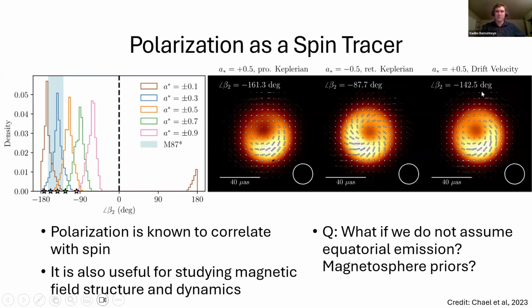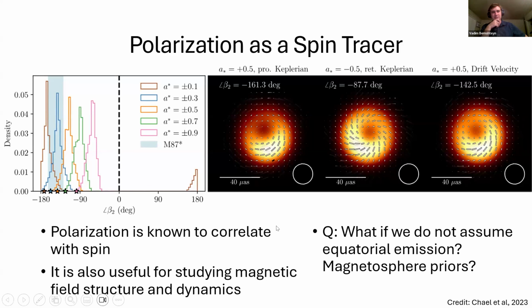And the reason we do it is because there is a large amount of previous work which shows that things like beta-2 modes are good tracers of spin. They tell us a lot about the geometry of black holes. They're also useful in studying magnetic field structure and dynamics of the disk.